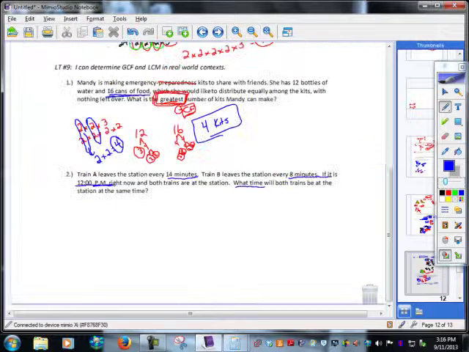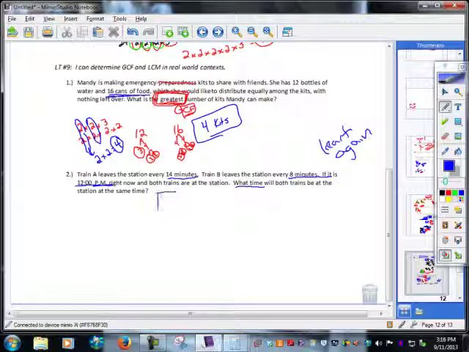Now, right now, a lot of you are like, oh my gosh, I don't see the word least, I don't see the word greatest, I don't see most, max, smallest. I don't see any of those things. There really isn't a word here you can key on. But what I'm trying to get you guys to see is when you want to know, are 2 or 3 things going to happen again? When are they going to happen at the same time in the future? We're talking about LCM. We want to know, when will they both be at the station?